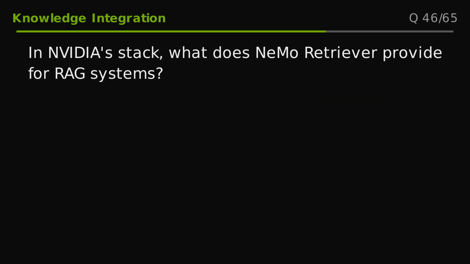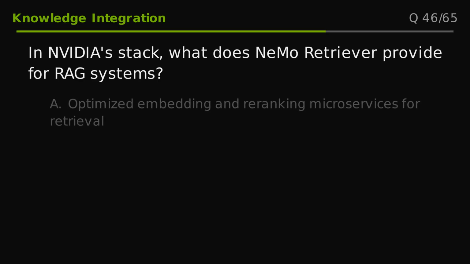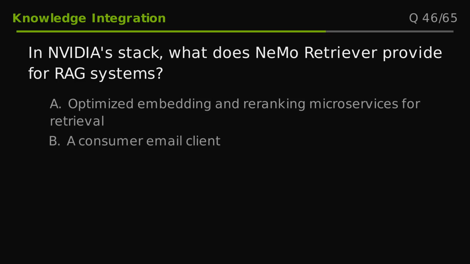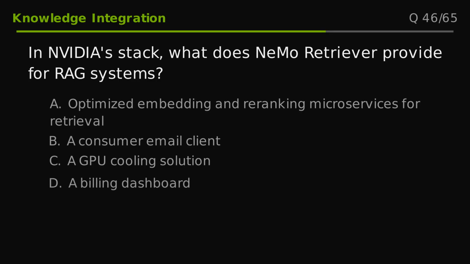Question 46. In the NVIDIA stack, what does NeMo Retriever provide for RAG systems? Option A. Optimized embedding and re-ranking microservices for retrieval. Option B. Consumer email client. Option C. Cooling solution. Option D. Billing dashboard.